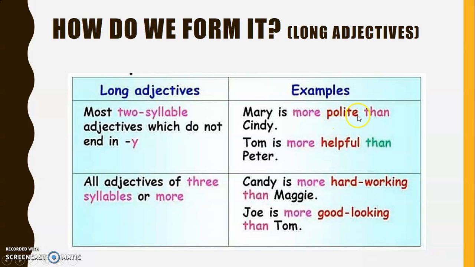Agregamos el more adelante del adjective y luego than como siempre. Entonces podríamos decir Mary is more polite than Cindy. Mary es más respetuosa que Cindy. And the other examples. Tom is more helpful than Peter. Candy is more hardworking than Maggie, or Joe is more good-looking than Tom.